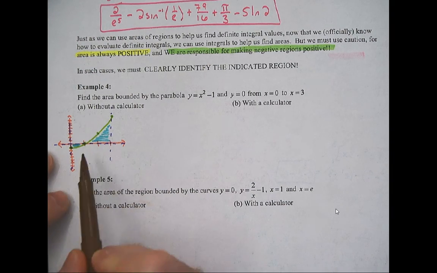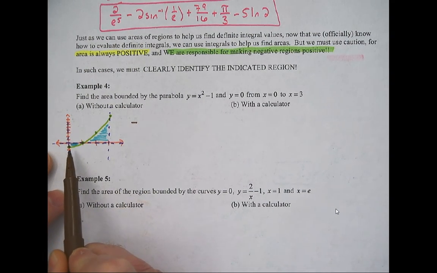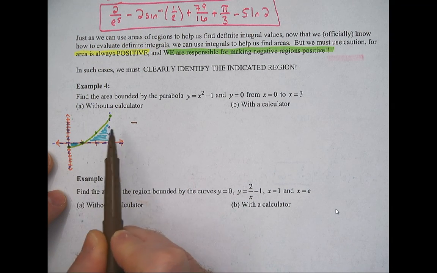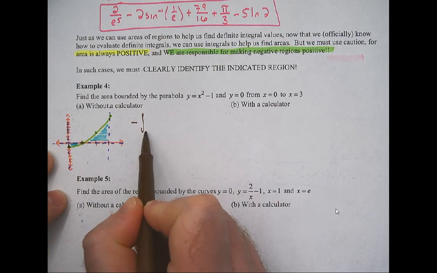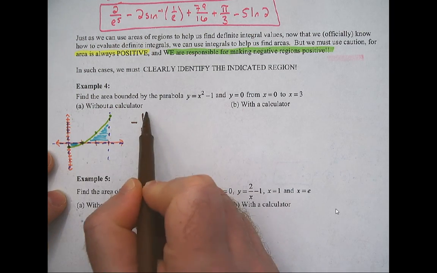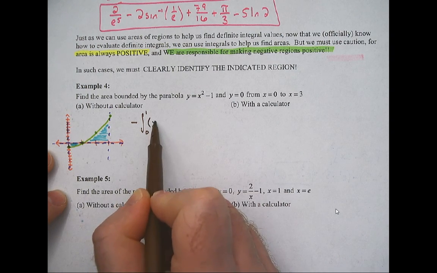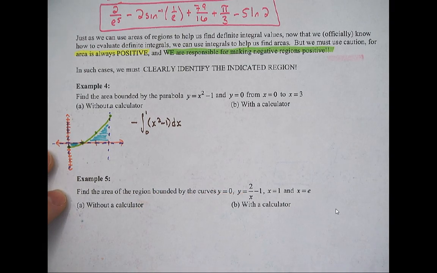So, first of all, this is a negative region. The region is below the x-axis, so I've got to do a negative to turn it back into a positive. And that goes from x equals 0 to x equals 1 of my curve, x squared minus 1, dx. Don't forget your dx.